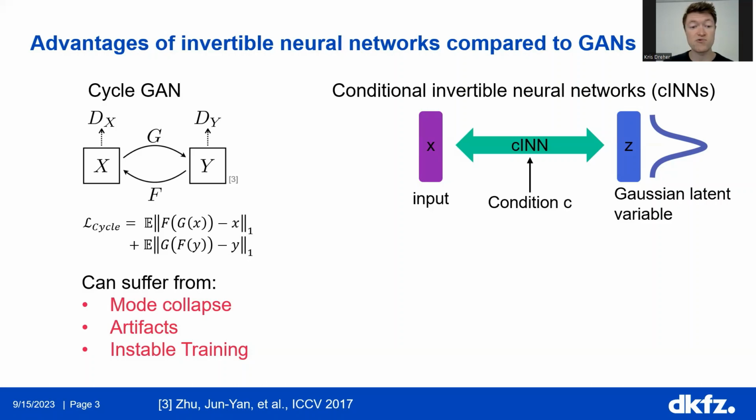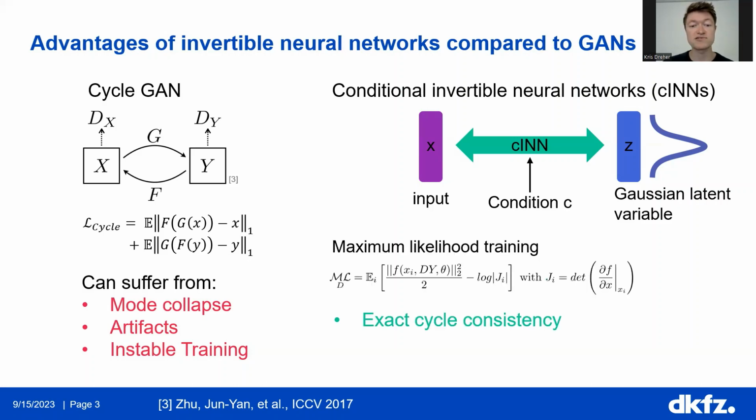Furthermore, since there is no information loss in the cINN, we can use a maximum likelihood training that optimizes the likelihood of Z being Gaussian. In comparison, the evidence lower bound loss used by variational autoencoders only yields a lower bound estimate of this likelihood. So what does our model look like?